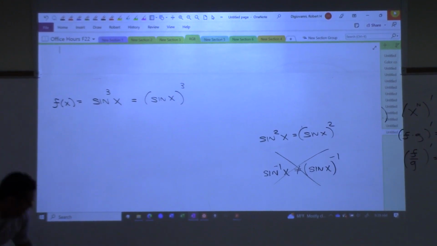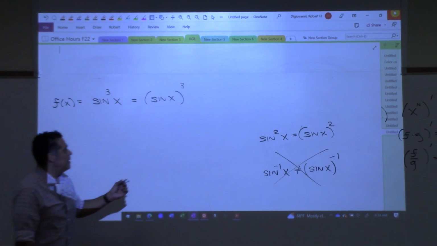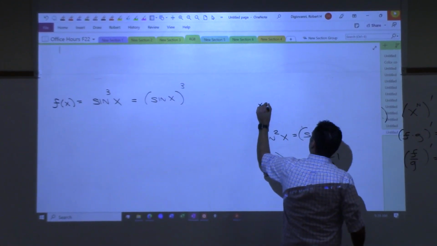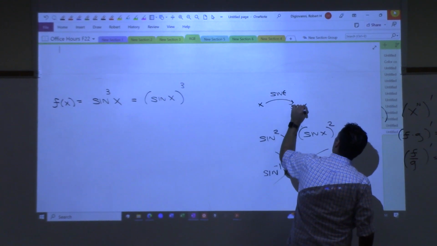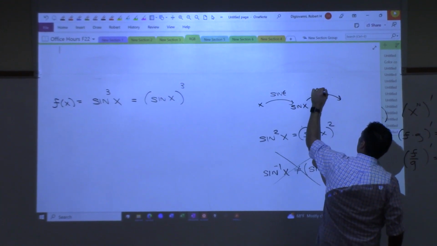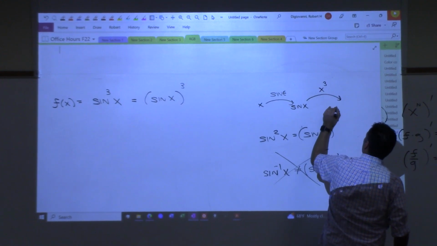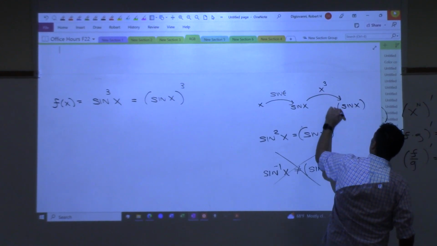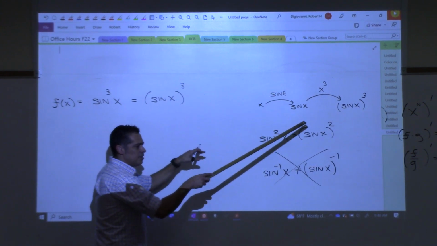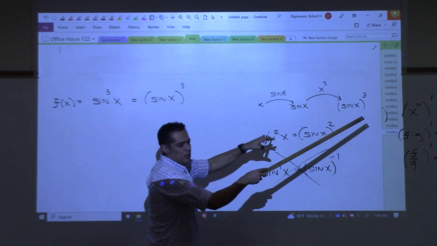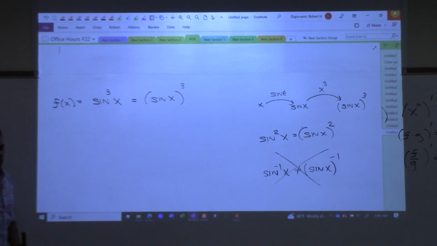Look at it like a chain of events happening, right? X first goes into the sine function, comes out as sine x. Then that goes into the cubed function and comes out as sine x cubed. You have a chain of events. Sine gets it first, then the cubed gets it. Yeah? No?